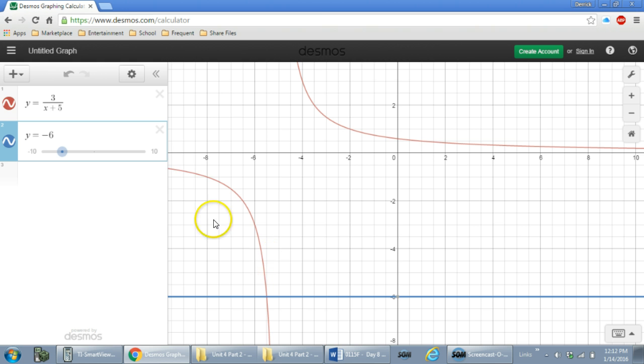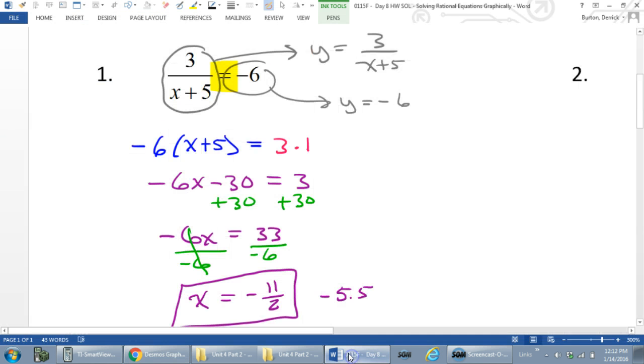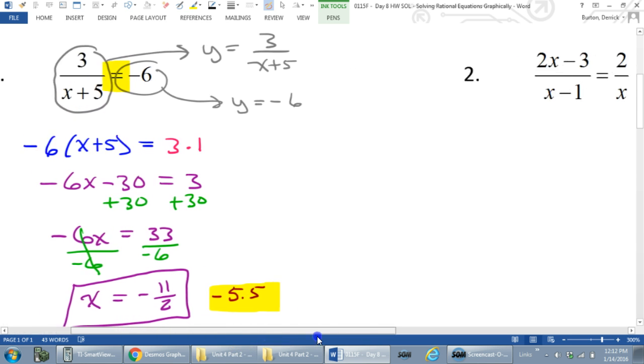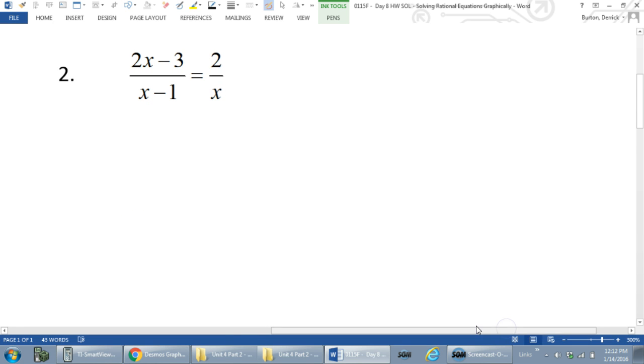Alright, so we see the red function is the first equation and the blue function is the second equation. The point of intersection is right here. If I could just, okay, there it is. So you see the point of intersection is at -5.5 comma -6. And the -5.5, that x value is the same solution that we got the first time. Alright, so that is how you can solve a rational equation using a graphing calculator. In this case, Desmos.